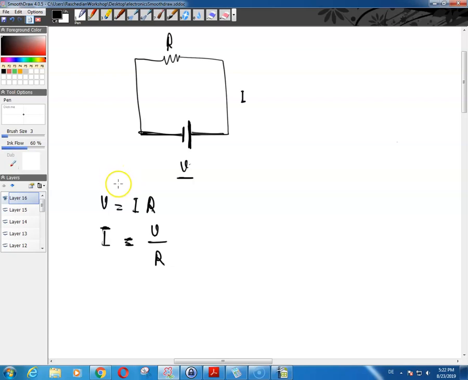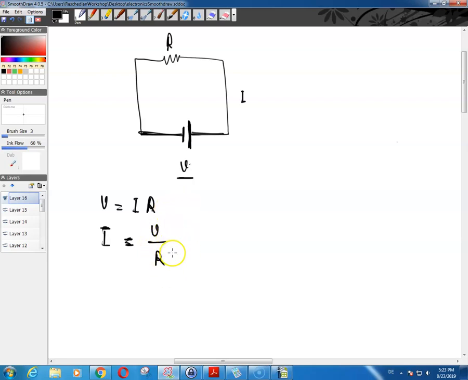Now, basically, you can use the Ohm's law that we have discussed over here to select the value of a resistor that gives you the correct current in a circuit. For a given voltage, the current flowing through a circuit increases using smaller resistor values and decreases when using larger resistor values.